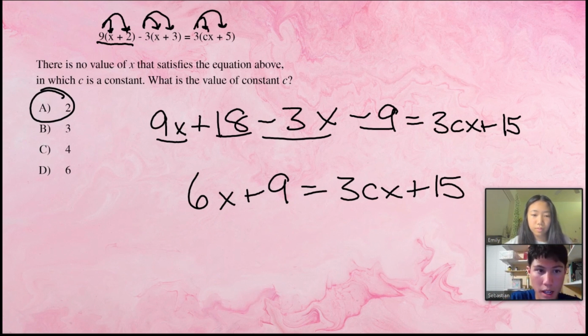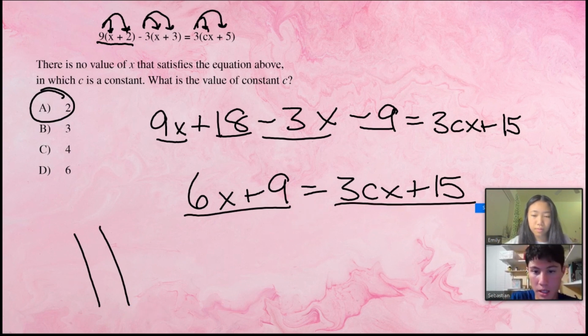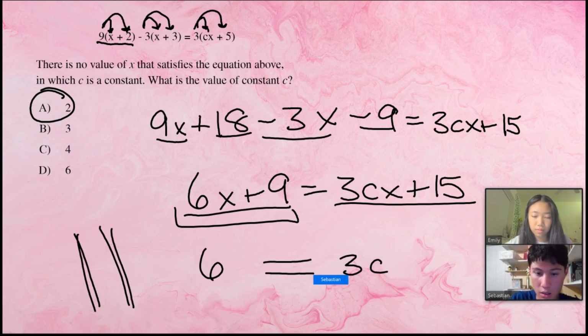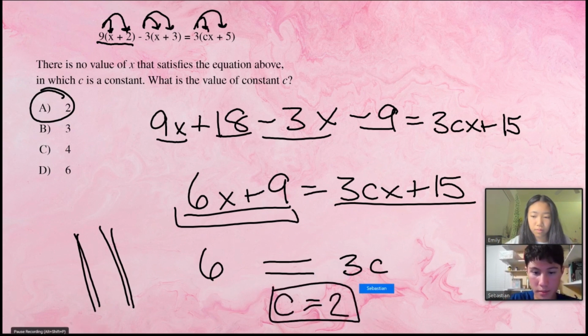And we know that in order for a linear system to not have any values for x, they need to be parallel. So that means the slopes of these two lines have to be the same. And the slope of this line is 6 because that's the coefficient for the linear x term. And the slope for this line is 3c. And in order for two lines to be parallel, the slopes need to be the same. So we can set 6 equal to 3c, and we're going to get c equals 2.